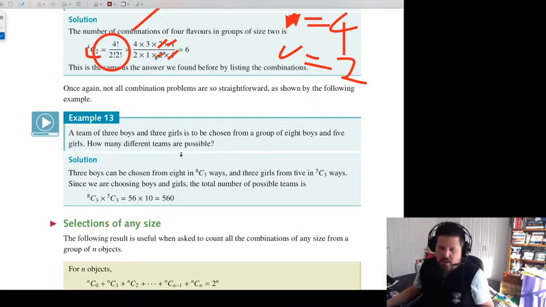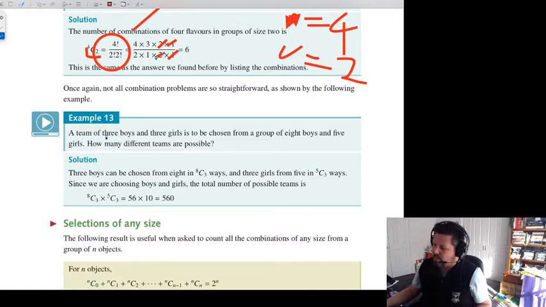Cool. Let's have a look at the next one. Sometimes they're not always so straightforward, so you have to do some thinking. We can do that. It says here, example number 13. A team of 3 boys and 3 girls is chosen from a group of 8 boys and 5 girls. How many different teams are possible?